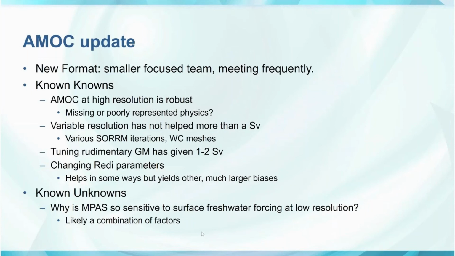So with that, I think the biggest unknown that could be the most critical question is why is the ocean model here so sensitive to surface freshwater forcing at low resolution? Or you could rephrase this a little bit to say, what is it missing that allows it to transport freshwater to depth?